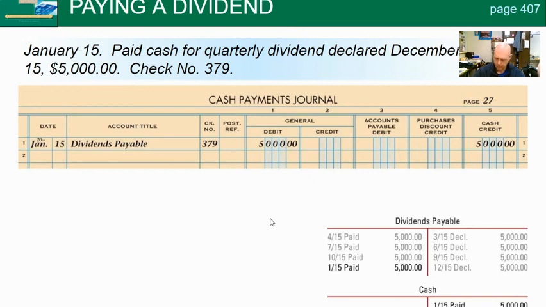So pages 404, 405, 406, 407. When I ask you to go ahead and do 14.1 work together, 14.1 on your own, pretty straightforward. Declaring the dividend and calculating per share and how many shares, and then writing out the checks.